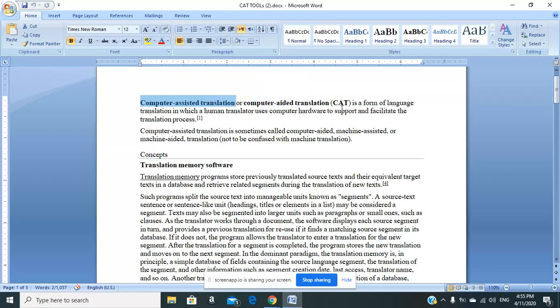It is a form of language translation in which a human translator uses computer hardware to support and facilitate the translation process. Computer-assisted translation is sometimes called computer-aided translation, not to be confused with machine translation. Okay, this is the definition. So you need to know this definition. You might be asked about this.